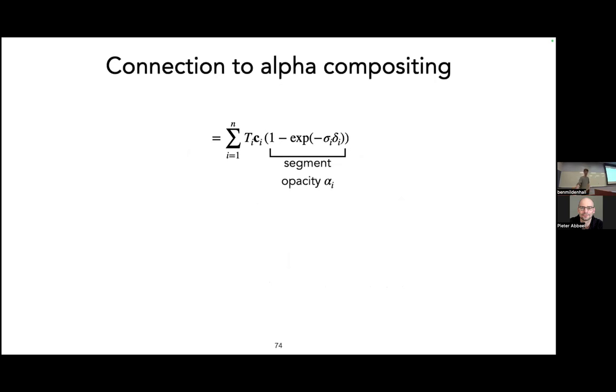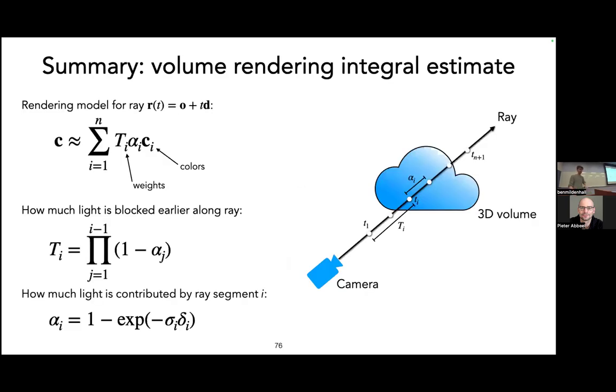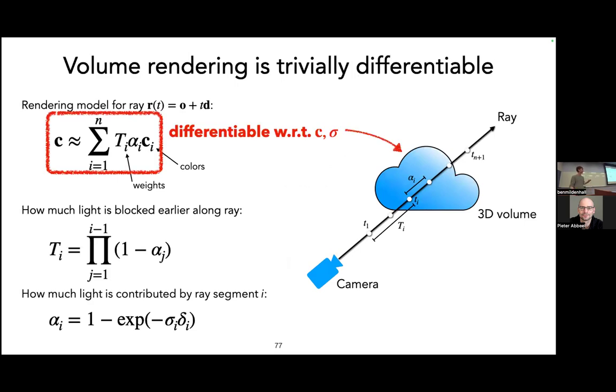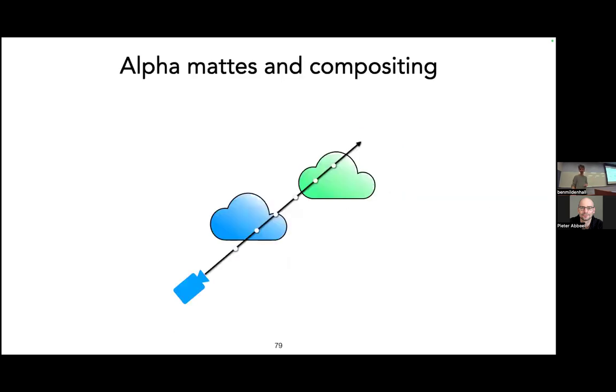And this is very cleanly connected to the idea of alpha compositing. If we just relabel each of these 1 minus x terms as alpha, then you get exactly the standard thing you would see in Photoshop or Illustrator if you're compositing layers on top of each other with alphas, which is really nice. And then this is everything written up in one place. The key thing here is that all of this stuff is just smooth functions. None of these things are non-differentiable in terms of the underlying C and sigma fields. So if we just implement this, it's trivially optimizable in any autodiff framework that we want.